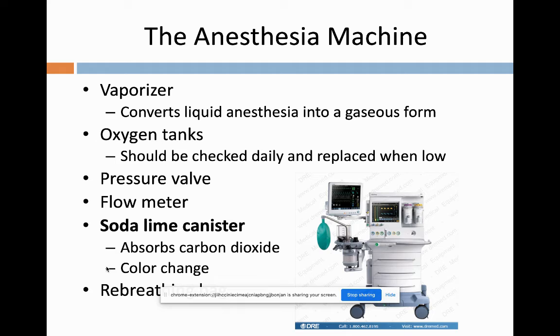One of the things that the machine also does is to help absorb any carbon dioxide that's released from the patient. As the rebreathing machine works, that soda lime canister is responsible for absorbing the carbon dioxide. You'll simply see a color change in that soda lime canister to indicate the using up of that and the absorbency of that in removing the carbon dioxide from the patient.